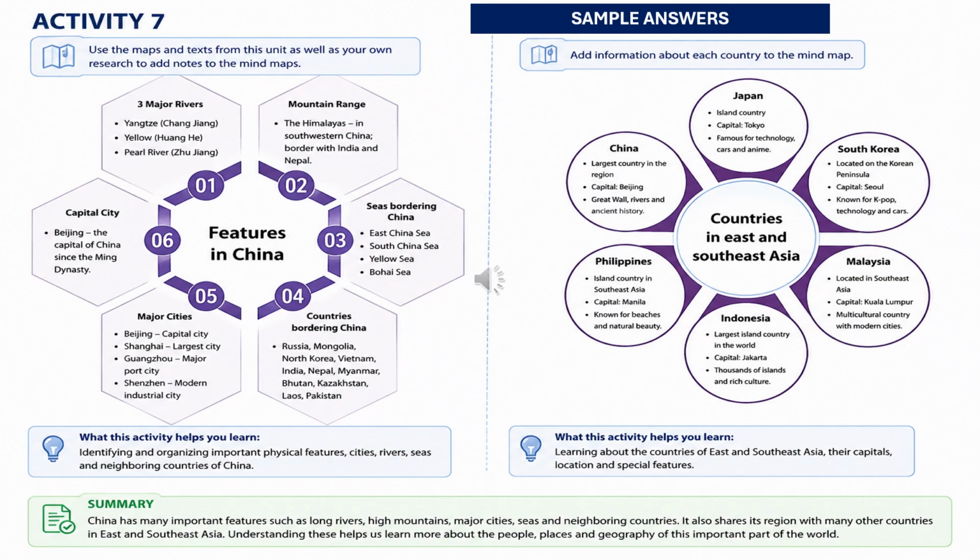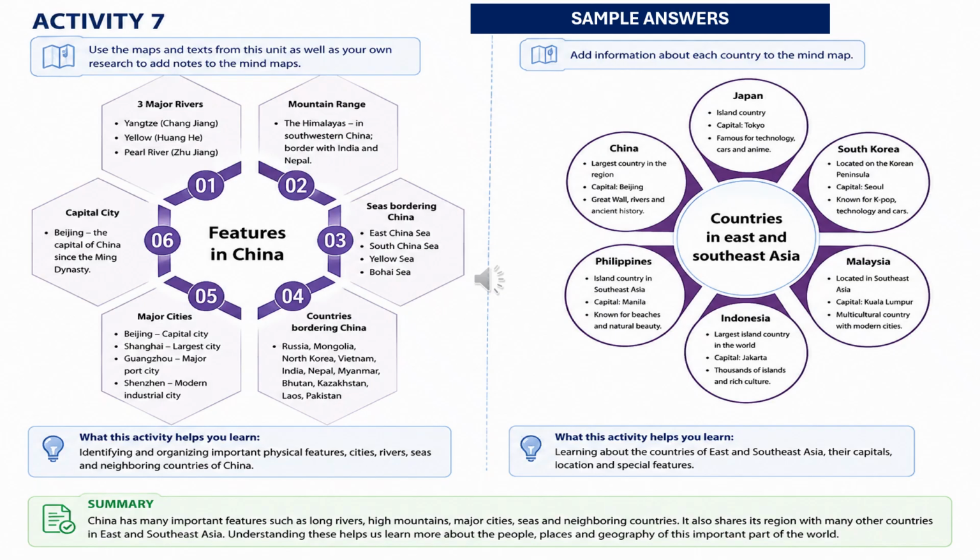Now let's look at the sample mind map on the right side. This gives us a quick review of some countries in East and Southeast Asia. For example, China. It is the largest country in East Asia and is well known for the Great Wall and its long history. Second is Japan. Japan is an island country with Tokyo as its capital. Then South Korea is located on the Korean Peninsula and its capital is Seoul.